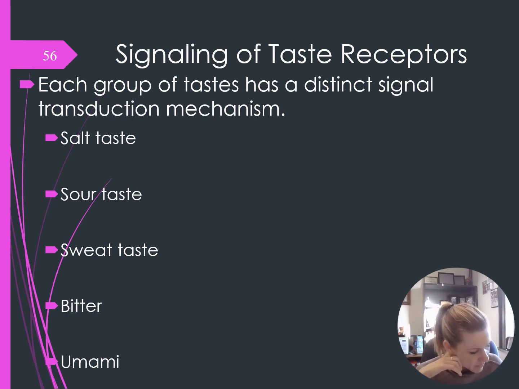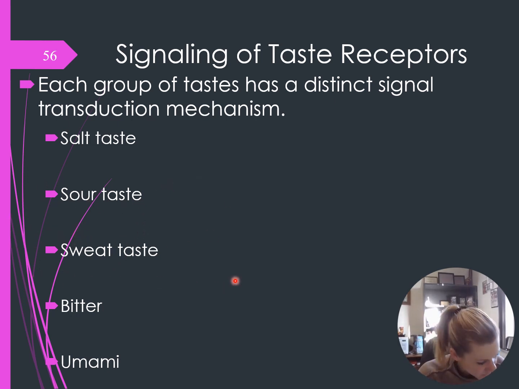So again, when we think about how this works in terms of signaling those taste receptors, each group of tastes has a distinct signal transduction mechanism. So the salt taste will be related to, not surprisingly, sodium ions. Okay, so we're going to use sodium ions for that transduction mechanism. Sour taste is going to use hydrogen ions.